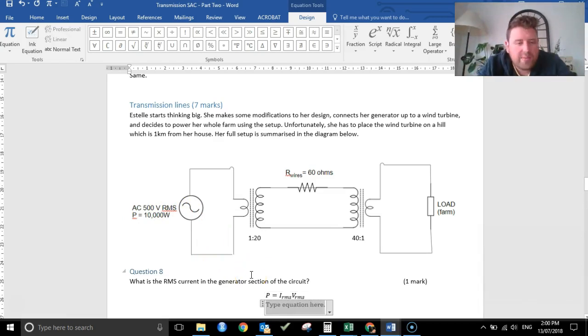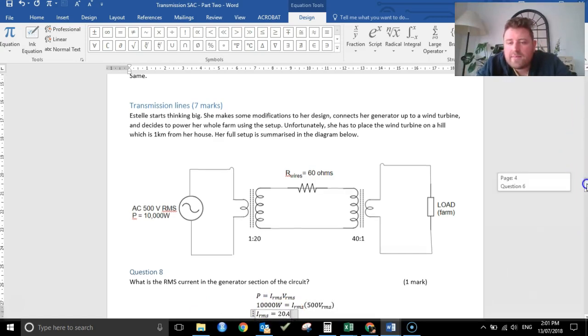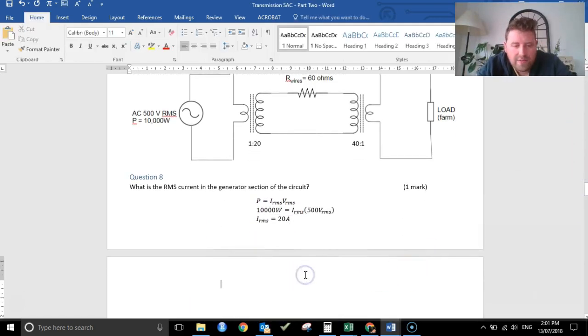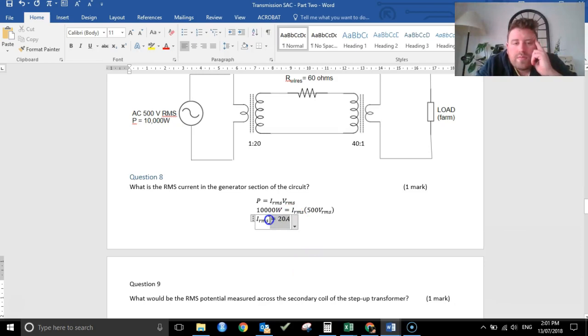So we just have to plug in P is 10,000 watts, I is the thing we want to know, and V is 500 volts. We could put RMS on that, just to be clear. Then we do a bit of rearranging, and we get that the RMS current in there is going to be 20 amps. You can get out a calculator and check that, but I think it comes out to 20 amps. So that's that first part.